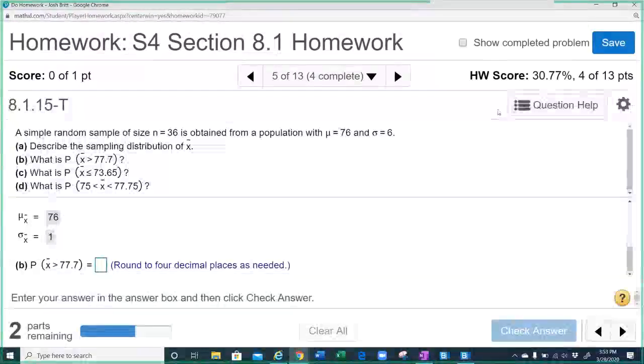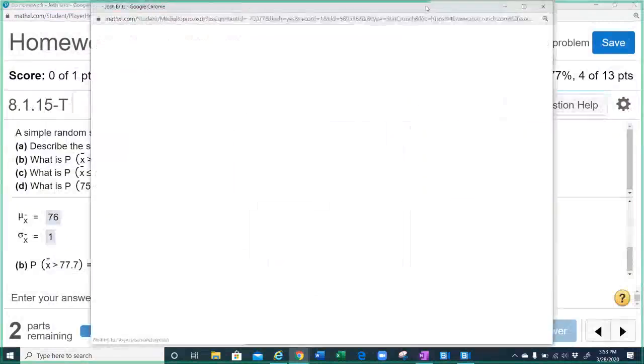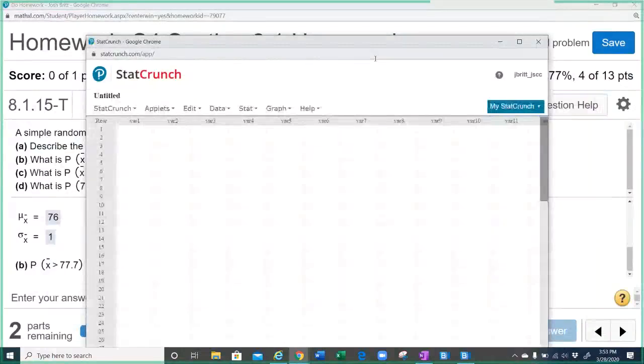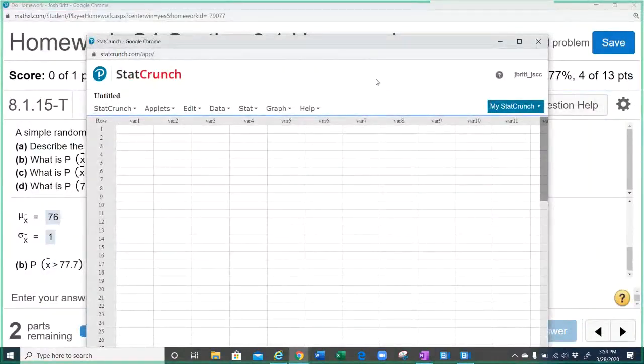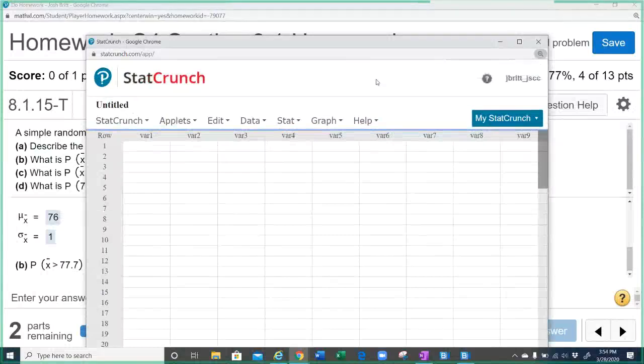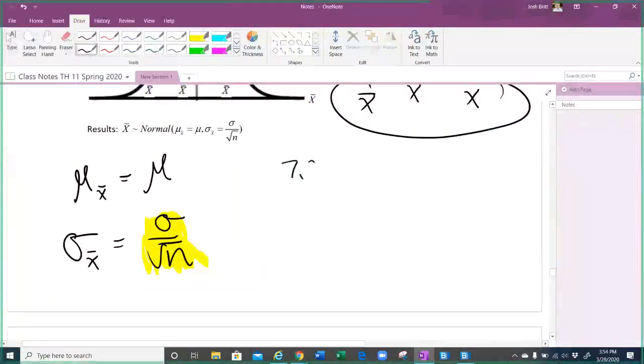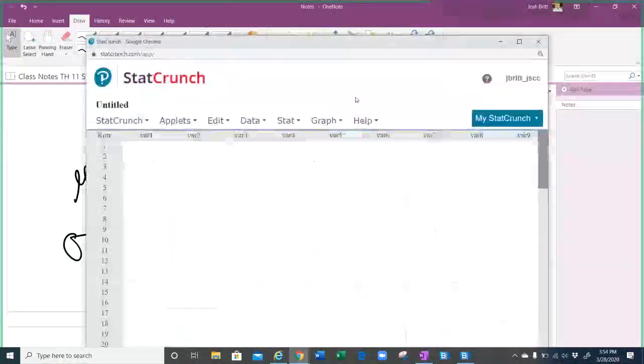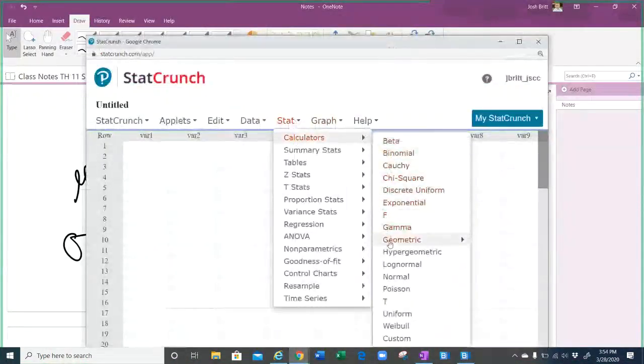Now we find the probability. So now here's where we use StatCrunch. Now I do want to make a couple of statements here that for 7.2, 8.1, and 8.2, you are going to use the normal calculator for those three sections. So 7.2, 8.1, and 8.2, these are all going to use the normal calculator in StatCrunch. So let's open that up. Stat, Calculators, Normal.